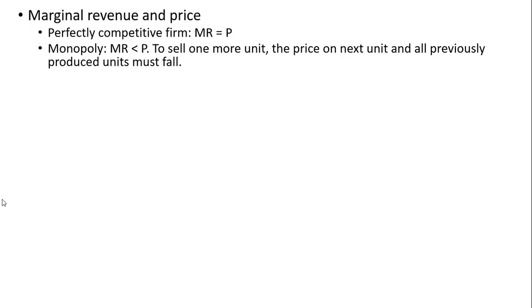Marginal revenue and price. For a perfectly competitive firm, marginal revenue equals price. Every time you sell one more unit at the going market price, equilibrium price, your revenues go up by that amount. Monopoly. Marginal revenue will be less than price. To sell one more unit, the price on the next unit and all previously produced units must fall to the new price.